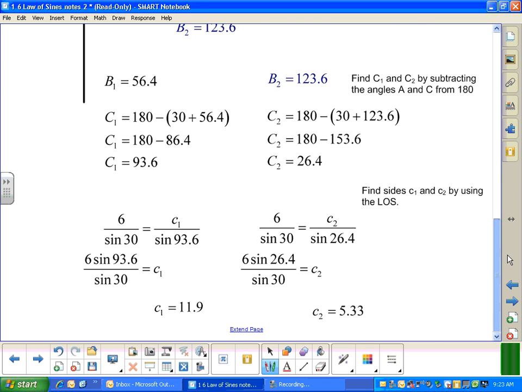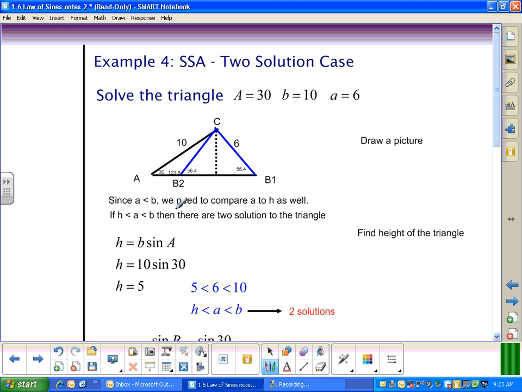Now the other possibility is for side C2. So this time angle C is 26.4 degrees, so we use that in my law of sines. So 6 divided by the sine of 30 is equal to C2 divided by the sine of 26.4. Multiply both sides by the sine of 26.4, and we get side C2 is 6 times the sine of 26.4 divided by the sine of 30, which is about 5.33. Again, relate that back to your picture. That would be this little length right here, 5.3, and that totally fits with what we see in the picture.